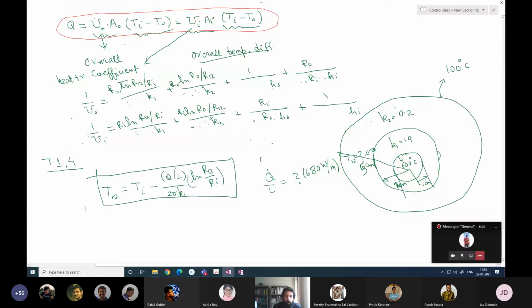It's an easy problem. Okay, so now let us see how much resistance is present in the metal wall, how much resistance is present in the insulation. So just write 1 by Ui and write the term, the resistance corresponding to the metal wall and the resistance corresponding to the insulator. And type the values here.